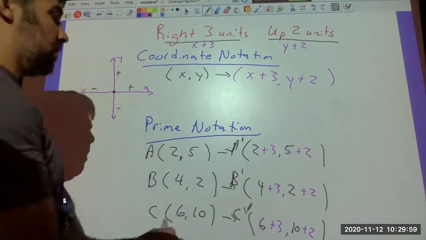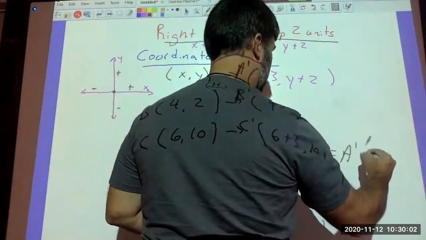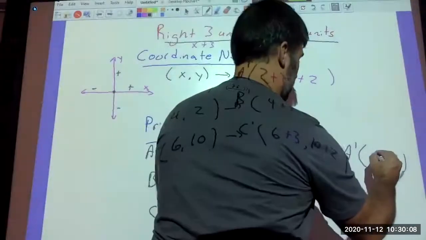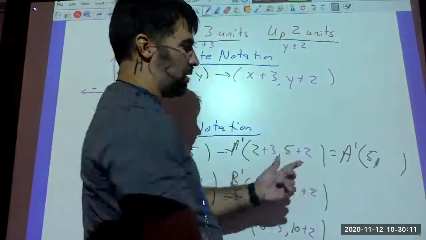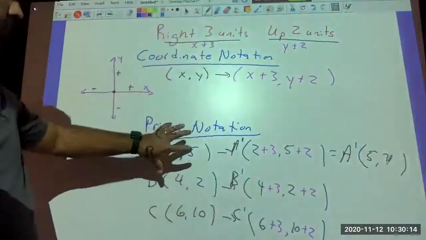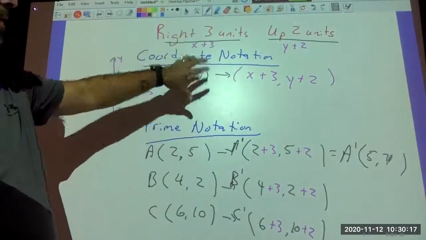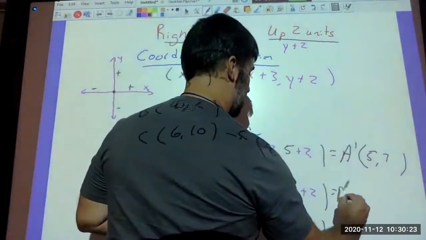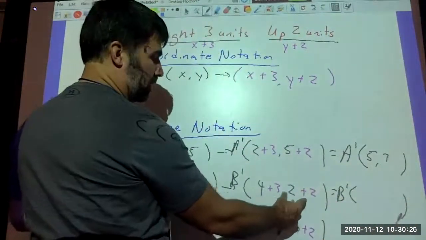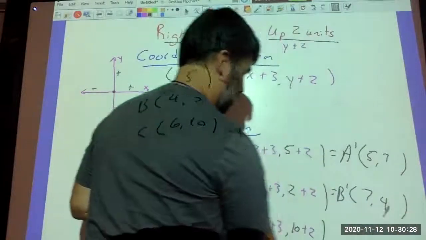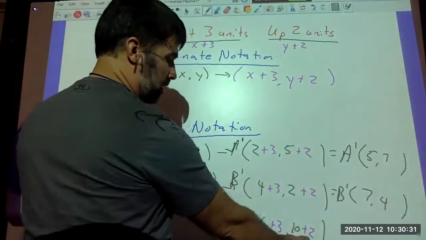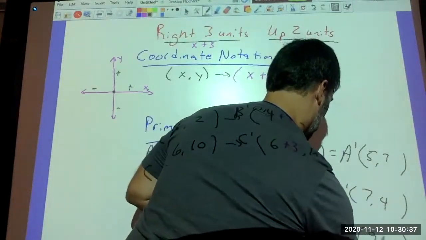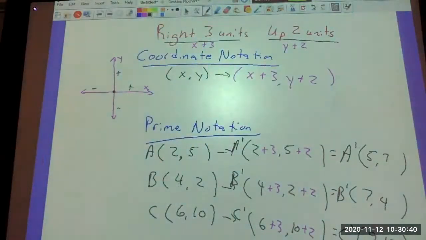And then I just solve that. So A prime, 2 plus 3, so my new x value is 5. And then 5 plus 2 is 7, that's my new y value. So I'll go from A, go right 3 up 2, and then this is my new A prime coordinate. I'm going to do the same thing with the rest of them. So B prime, 4 and 3 is 7, 2 and 2 is 4. C prime, 6 and 3 is 9, 10 and 2 is 12. So that's prime notation. You're going to have to be able to do both.